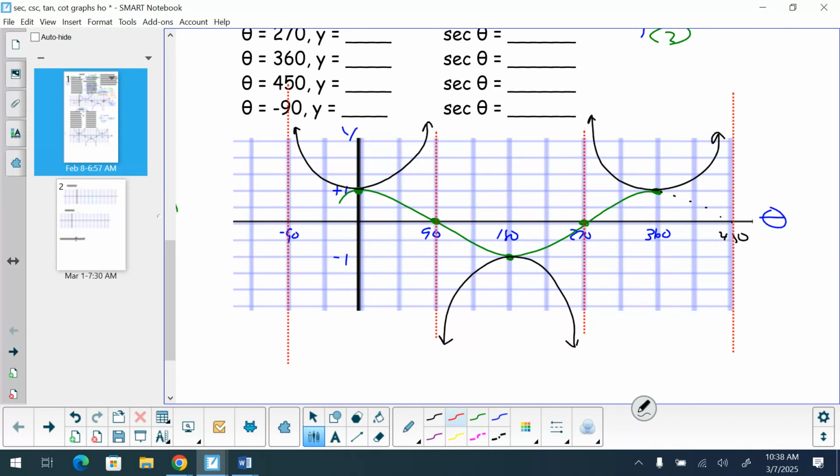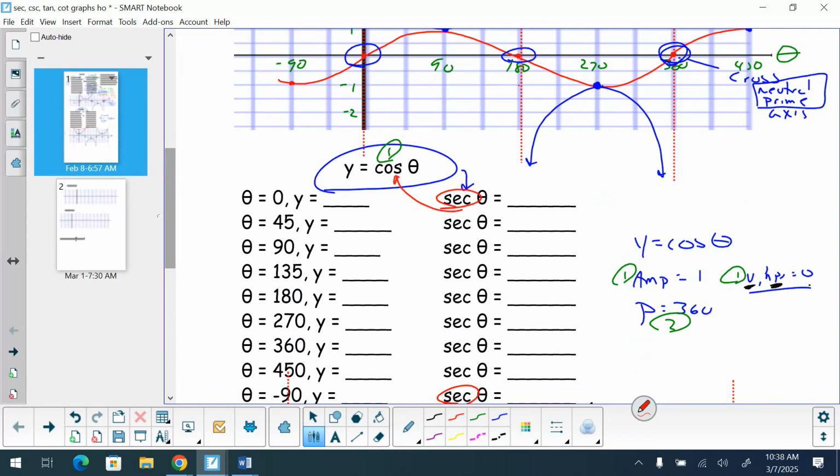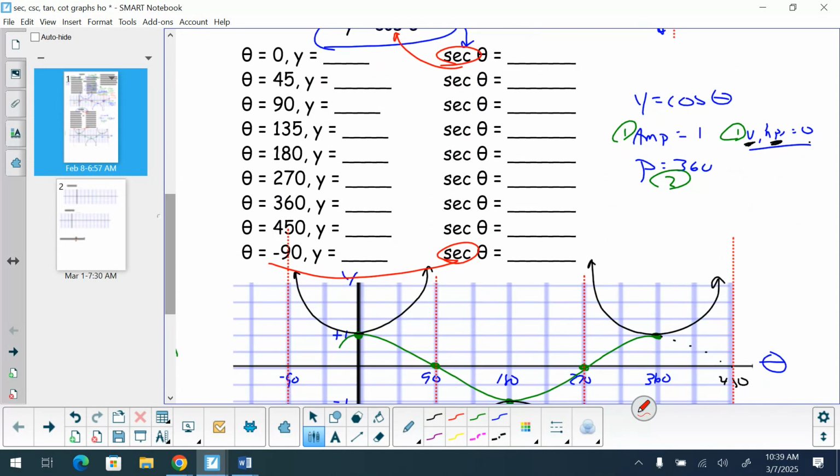Either way is correct. You can do two half ones, or you can find another asymptote. Doesn't matter. But the key is the guide for the secant. The guide for the secant is our cosine. The guide for our cosecant is our sine, the reciprocal functions. Okay, it gives us two of the reciprocal functions.